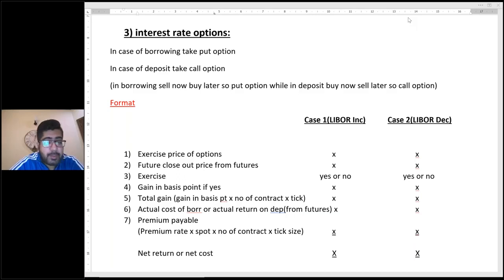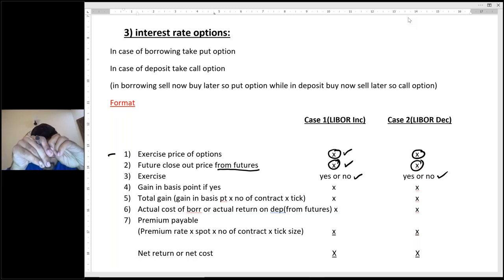Increase in LIBOR and decrease in LIBOR. You're likely to get two cases, increase as well as decrease. Firstly, you need to write in step 1 the exercise price of options, whatever is the exercise price of the options that's given in the exam. Then you need to compare it with future closeout price from futures. You already computed future closeout price from futures, just note that. Compare this exercise price of option with future closeout price to decide whether to exercise yes or no. If it's a gain, exercise. If it's a loss, no. I will tell you how to get this gain or loss, but compare exercise price with future closer price. If it's a gain, exercise yes. If it's a loss, no. I will tell you how to decide yes or no.